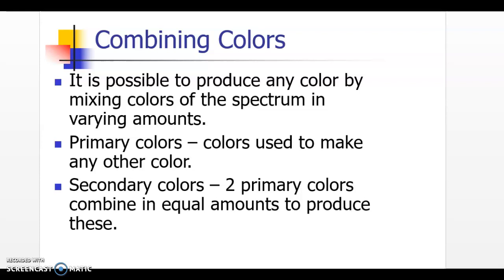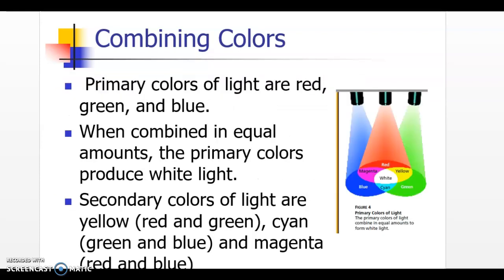So we can combine colors of light, which help us to produce different colors. So any color that's going to be reflected is a combination of two colors put together in varying amounts to produce the colors that you're looking for. So like I was saying, the primary colors of light are red, green, and blue. When they're combined in equal amounts, the primary colors produce white light.